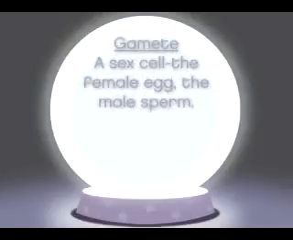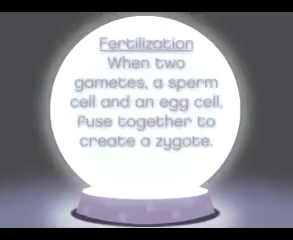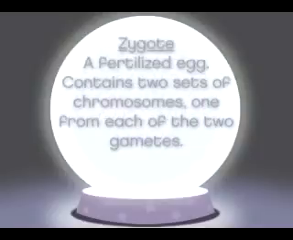A gamete is a sex cell, the female egg, the male sperm. Fertilization is when two gametes, a sperm cell and an egg cell, fuse together to create a zygote. A zygote is a fertilized egg. It contains two sets of chromosomes, one from each of two gametes.